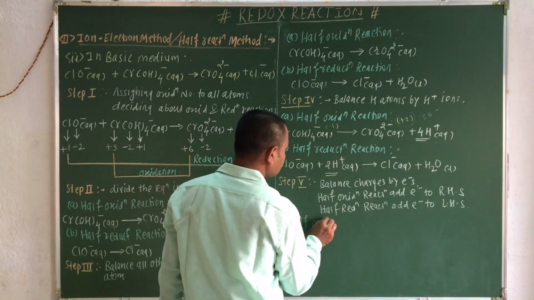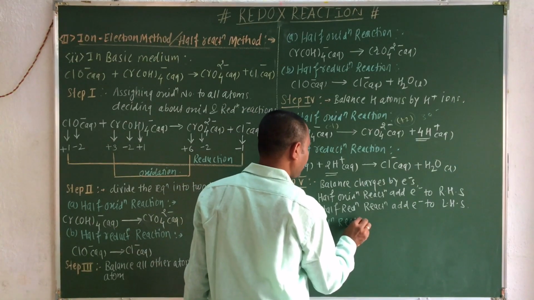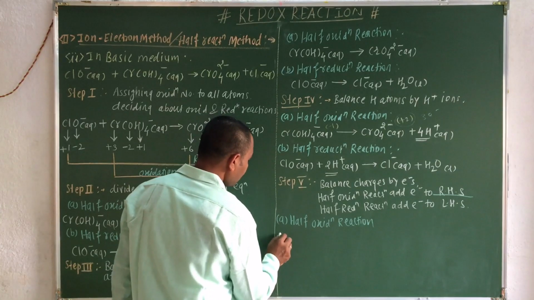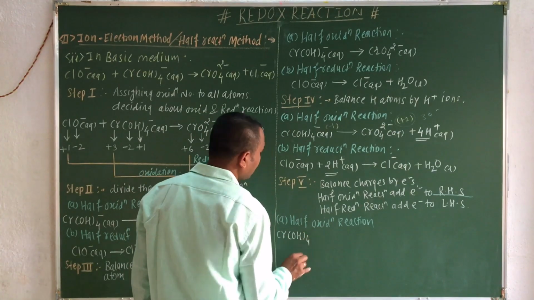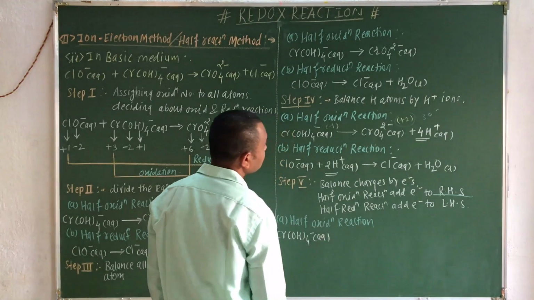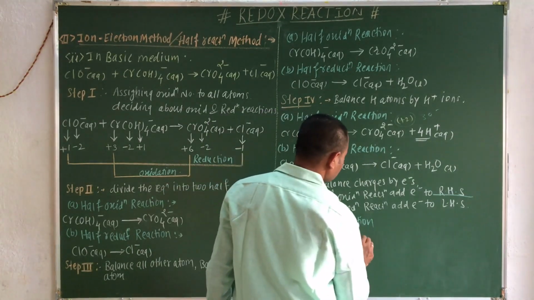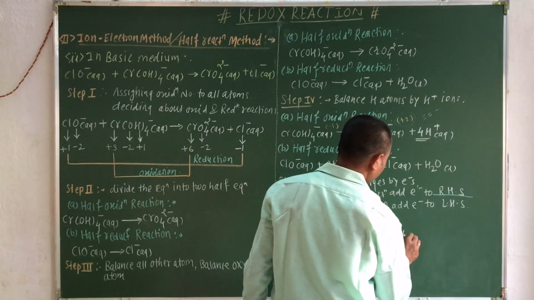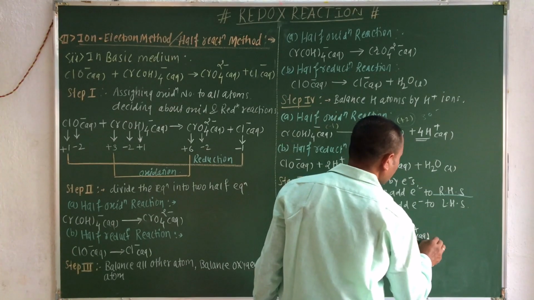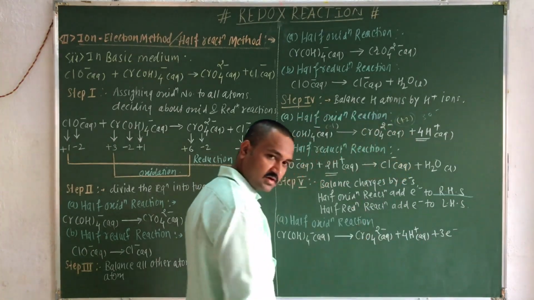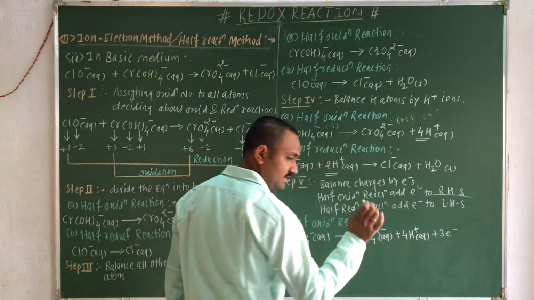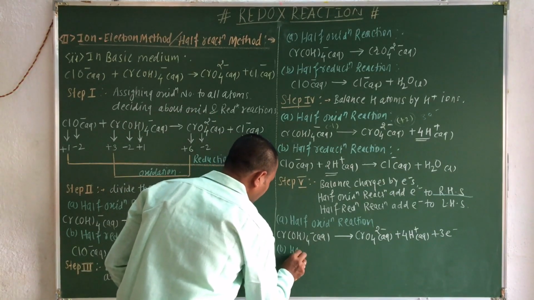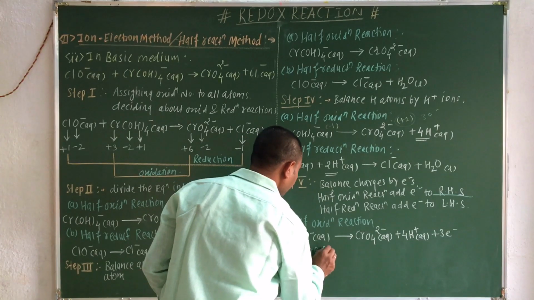Half oxidation reaction. So that's why I have written this particular statement 1. Okay, so Cr(OH)4 minus aqueous gives CrO4 2 minus aqueous plus 4H plus aqueous plus 3 electrons. Okay, now overall charge will be -1 on both sides. You can calculate it. Now let us go for the second, that is the half reduction reaction.